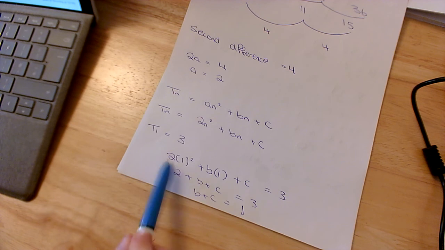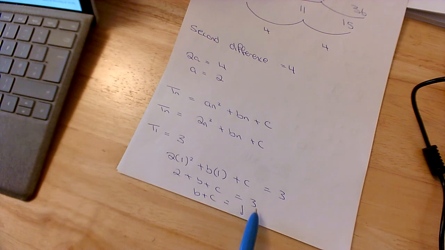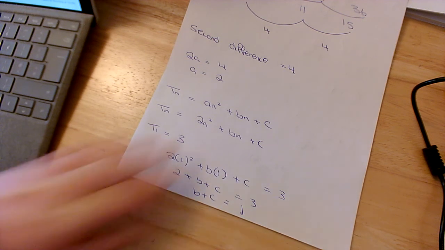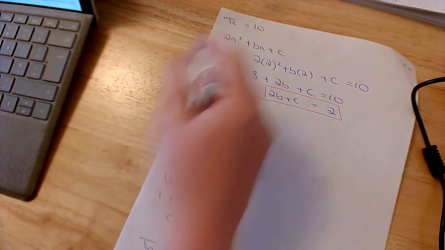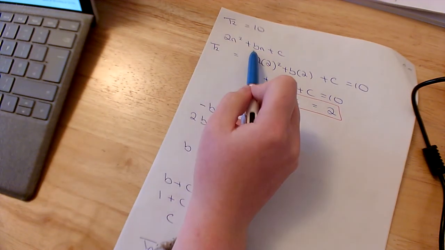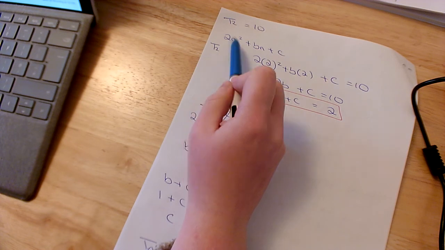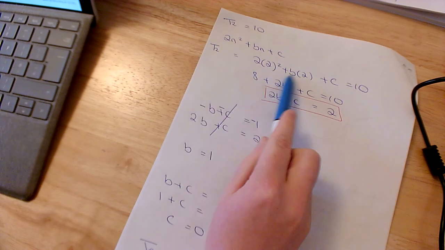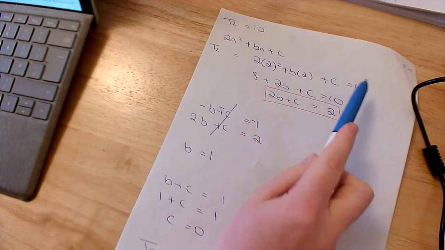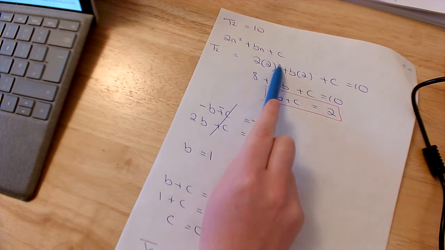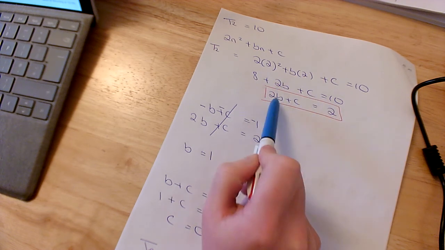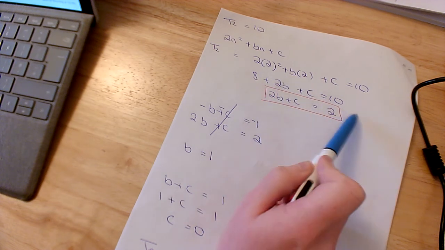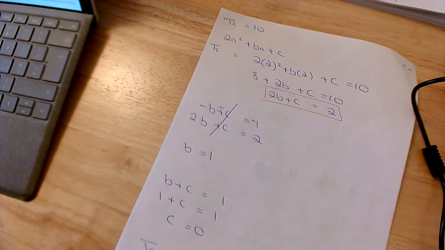Okay, so 1 squared is just 1, so 2 plus b plus c is equal to 3. So I have b plus c is equal to 1, because 3, bring over this plus 2 becomes minus 2, and that just gives me 1. Last part here then is term 2 is equal to 10, so 2n squared plus bn plus c. So wherever I see an n, I put in 2, so I go 2 bracket 2 squared plus b bracket 2 plus c, and that's equal to 10. So I go 2 squared is 4, 4 times 2 is 8, so 8 plus 2b plus c is equal to 10, 2b plus c is equal to 10, take away the 8, that gives me 2.